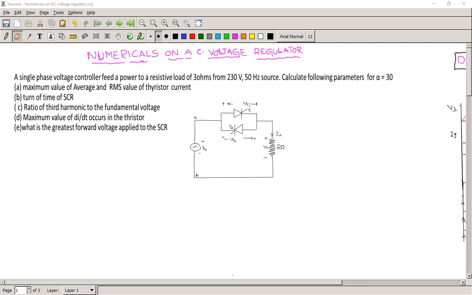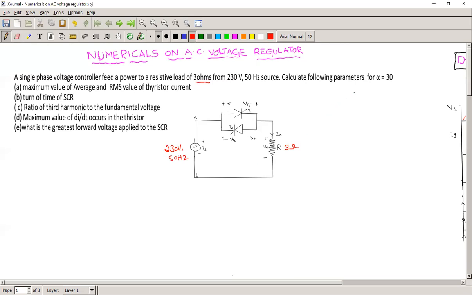The numerical is given with a resistive load, so we have taken the resistive load. Now, a single phase AC voltage controller feeds power to a resistive load of 3 ohms, 230 volts and 50 hertz. Here 230 volts is the RMS voltage, and 50 hertz is the frequency.